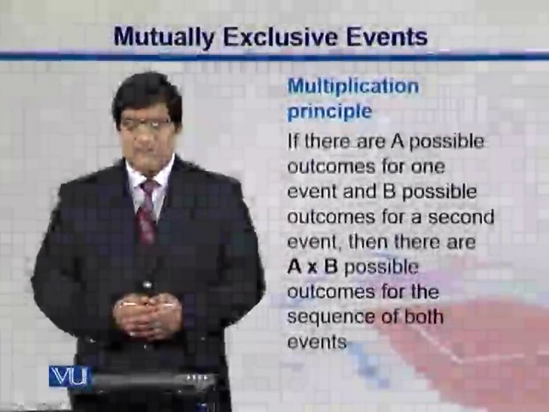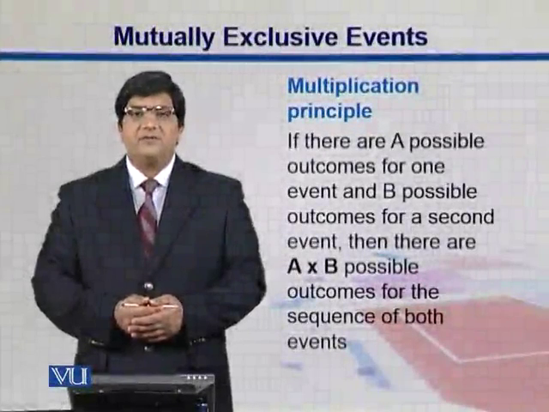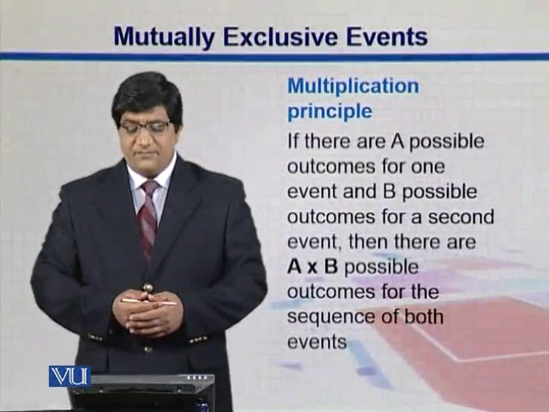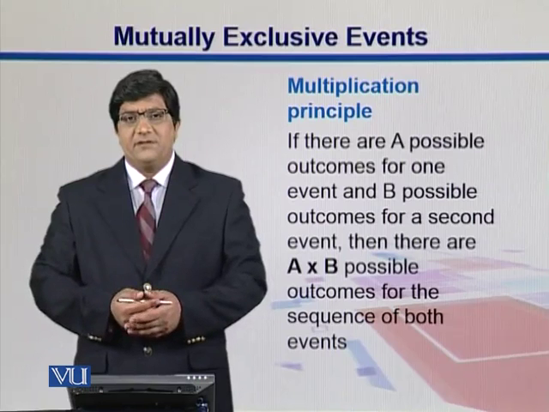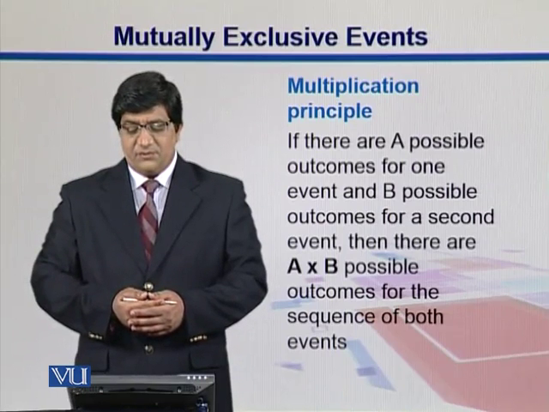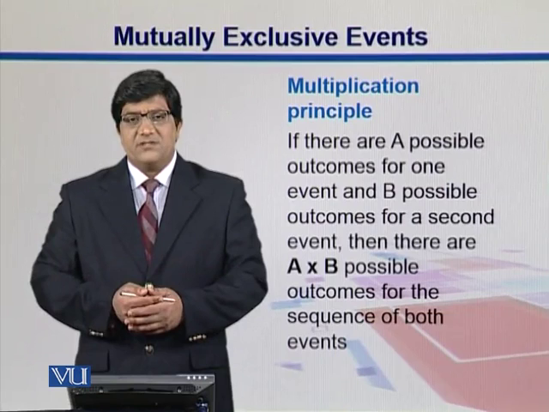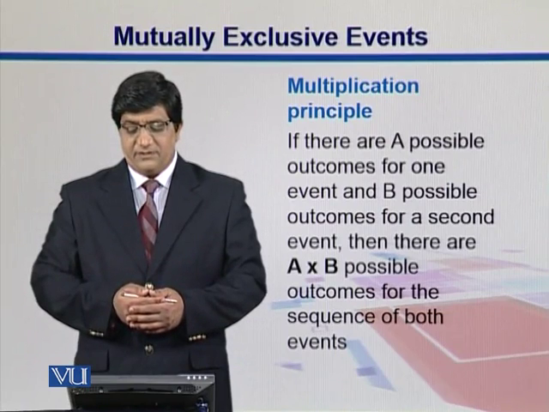If there are A possible outcomes for one event and B possible outcomes for another event, then there are A cross B, or multiplication of their outcomes. That will be the total possible outcomes if they are put together.